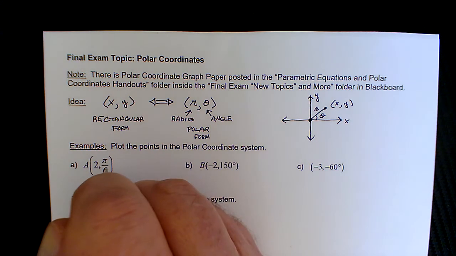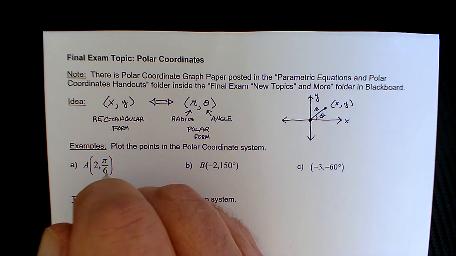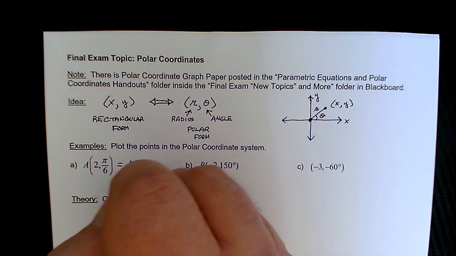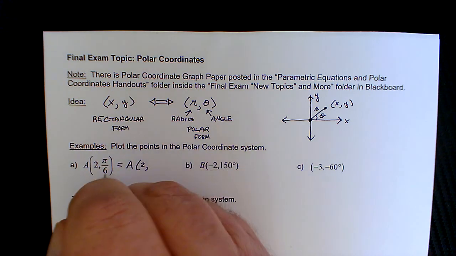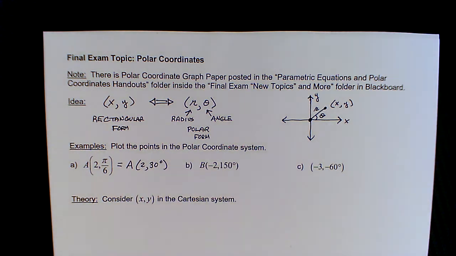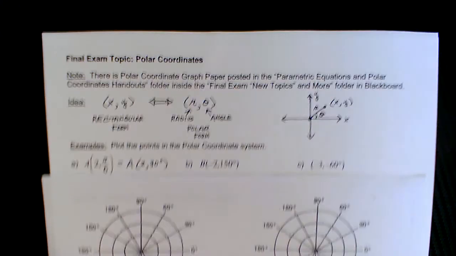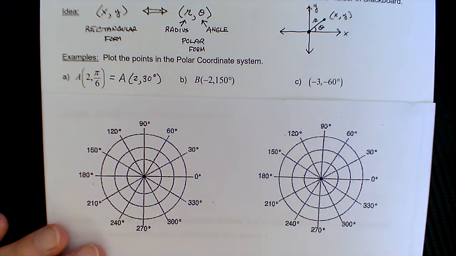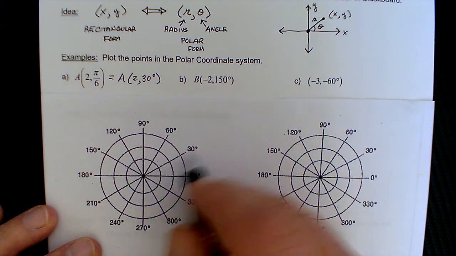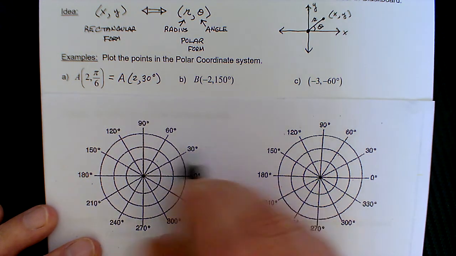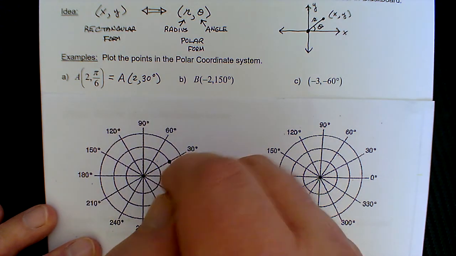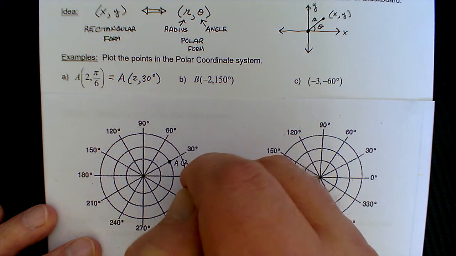Now if you want to plot points, sometimes they're given in terms of radians. You probably want to change that to degrees. So here, let's say A is (2, pi/6), and pi over 6 is 30 degrees. And then to plot that point, let me get my polar graph paper here, just simply go along the 30-degree radial line. So that's this radial line here, and 2 units. So if you count each concentric circle as 1 unit, this would be the point A, which is 2 units in the 30-degree direction.